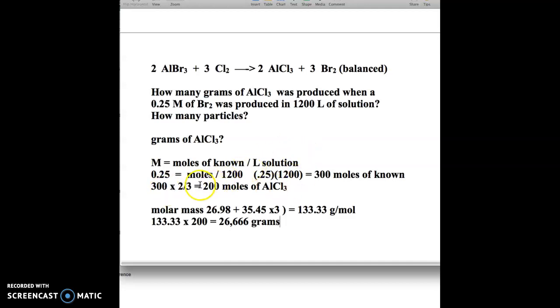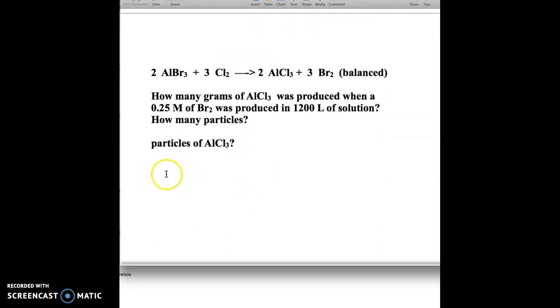So all you have to do now is remember the moles. 200 moles is what you're looking for. So you need to know how many particles you have. If you have 200 moles of what you're looking for, all you have to do is multiply by Avogadro's number, 6.022 times 10 to the 23rd, and that's going to come up to your number of particles. So that comes up to 1204.4 times 10 to the 23rd.